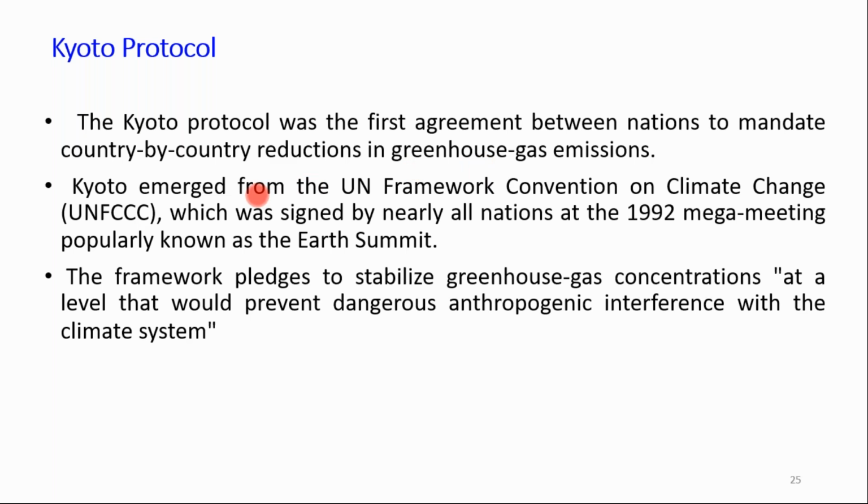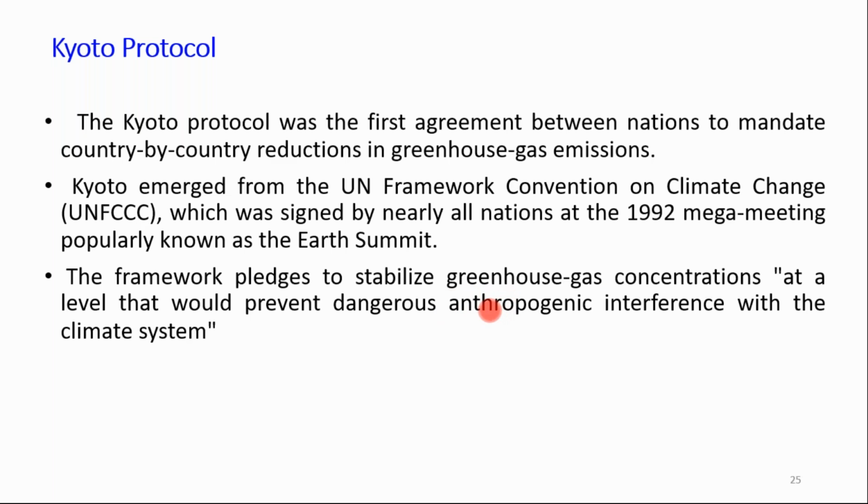Kyoto emerged from the UN Framework Convention on Climate Change, that is UNFCCC, which was signed by nearly all nations at the 1992 mega meeting, popularly known as the Earth Summit. The framework pledges to stabilize the greenhouse gas concentration at a level that would prevent dangerous anthropogenic interference with the climate system.